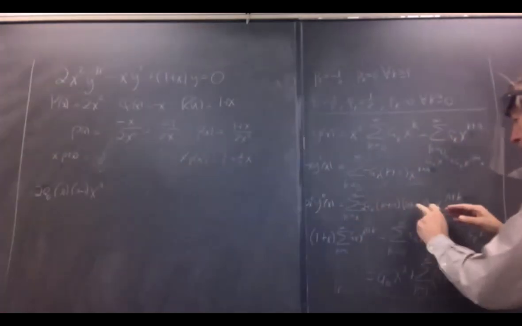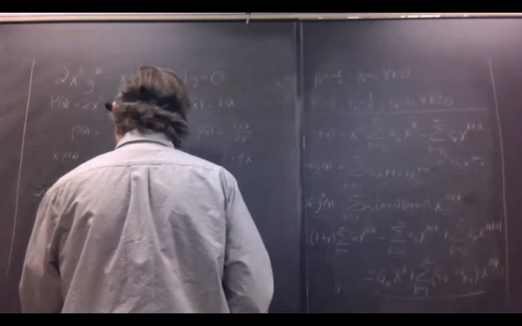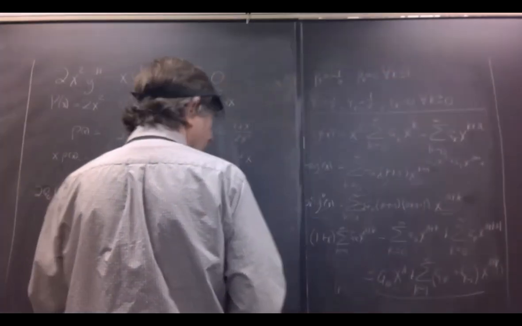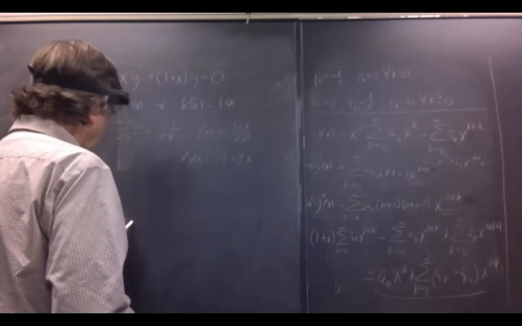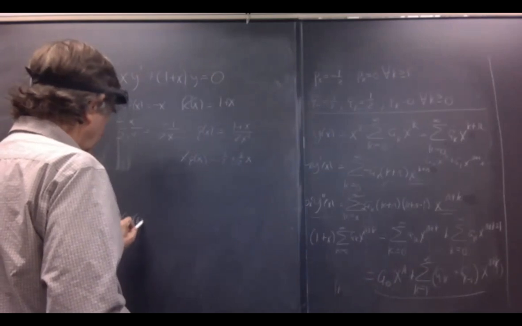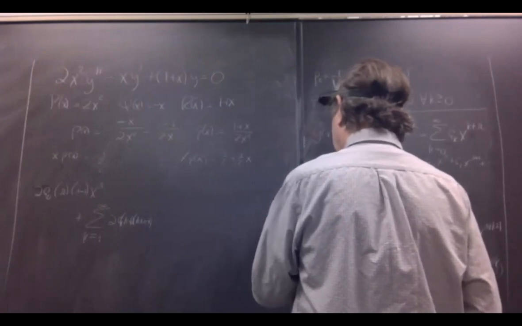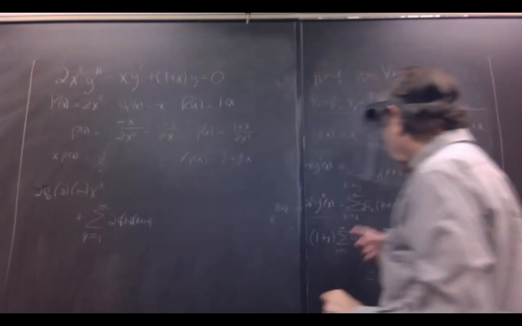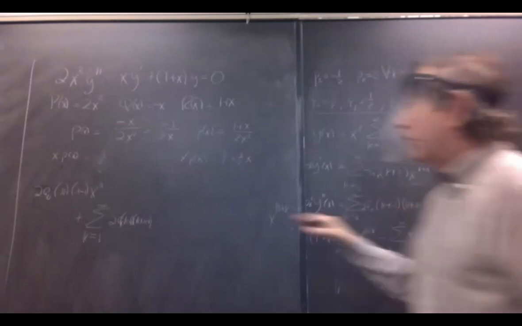So when k is 0, I just wrote down what this becomes, and I'm going to have a plus the sum from 1 to infinity of all that stuff, 2a sub k, k plus r, k plus r minus 1, x to the r plus k, but that's going to be way over here because I'm going to put other stuff together. So that takes care of this first thing, which is the 2x squared y double.